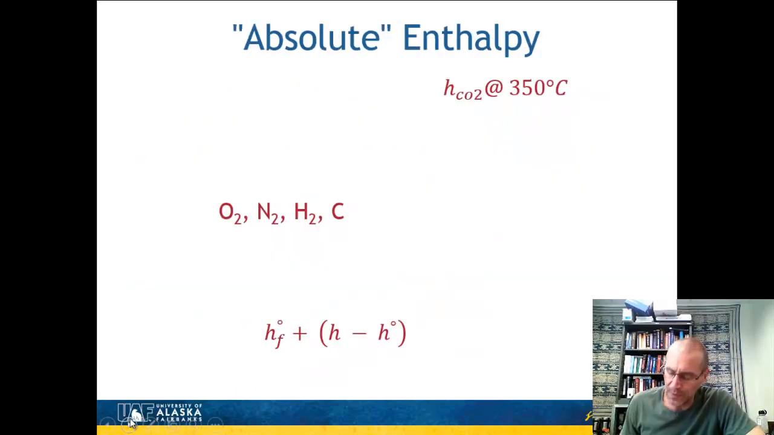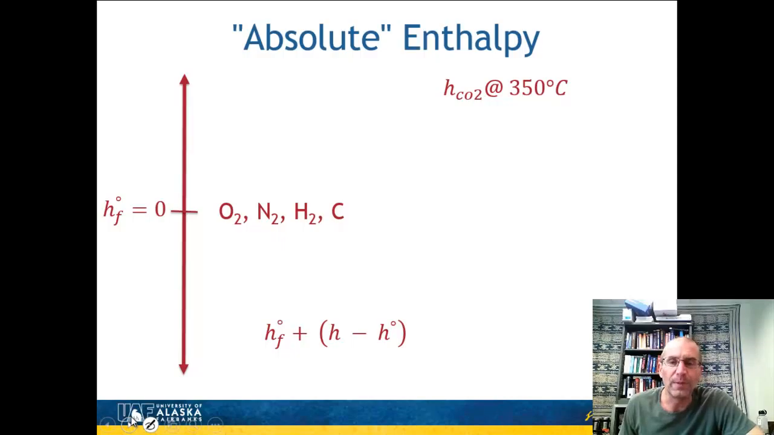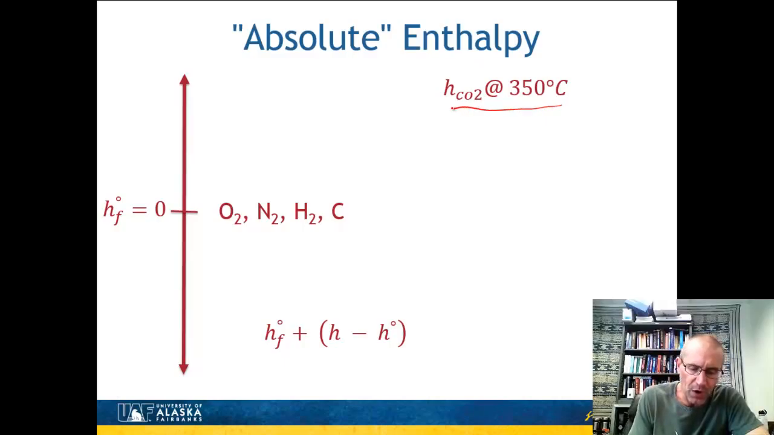So first, I want to discuss absolute enthalpy. Here's the question we're trying to answer. I want to know what the enthalpy is, for example, of carbon dioxide, at 350 degrees Celsius. Carbon dioxide is a product of a combustion reaction, so it doesn't occur initially at a lower temperature. It is being produced at 350, maybe as the product of burning of methane, for example. So I need sort of an absolute value for this.